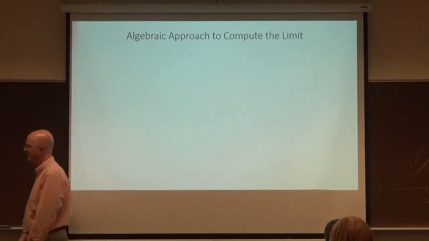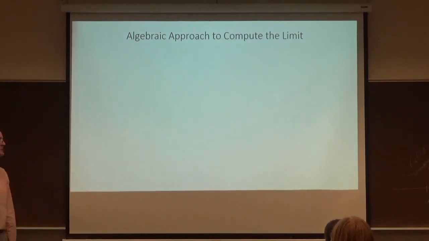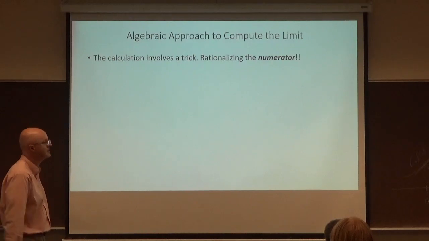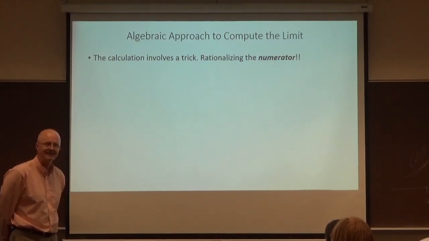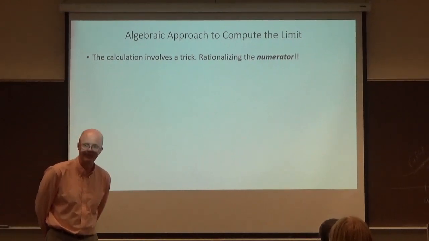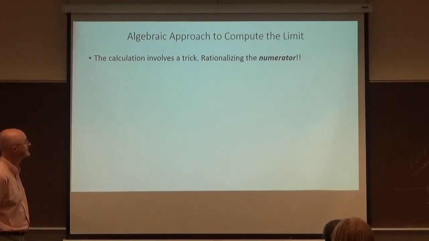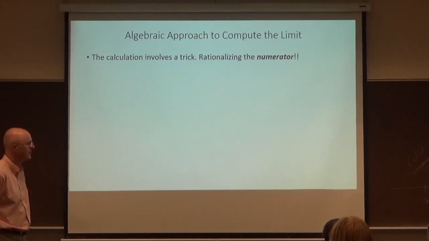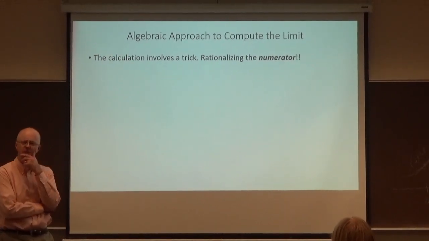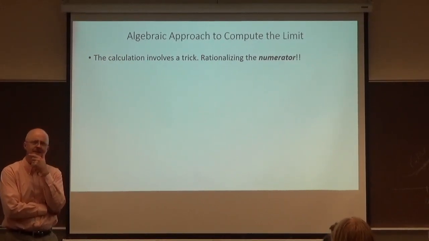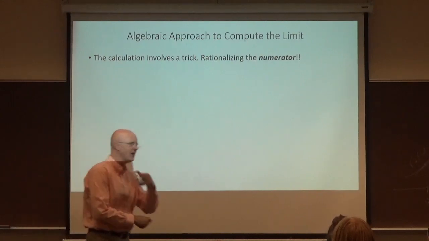So what do you do? Instead, you take an algebraic approach. You have to try to calculate it by hand. That confirms the answer truly is 1/4. But it is tricky. The trick involves rationalizing the numerator. Wait a minute. I thought you could only rationalize denominators. If you thought that, well, you thought wrong.